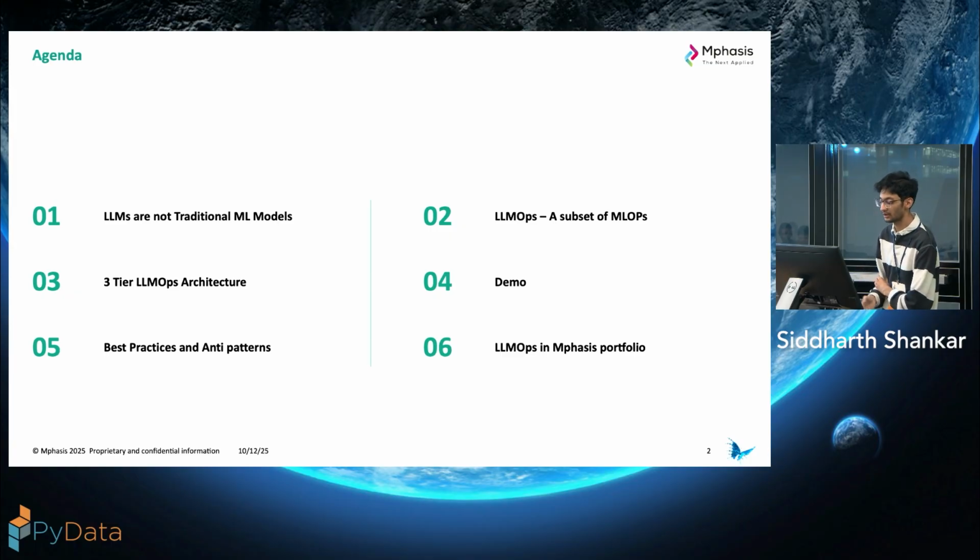So I'll be walking over a bit on how LLMs are not traditional ML models, what failure modes they have, the overlap that we see between LLMOps and also the MLOps in the ML lifecycle, and a proposed three-tier LLMOps architecture that someone can use as a guideline when building their own fine-tuning system. I'll also do a brief code walkthrough of the same and just come through with some best practices that anyone can follow when they're deploying their LLMs in production.